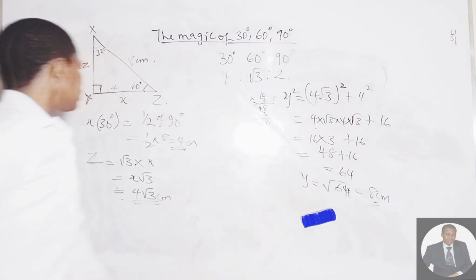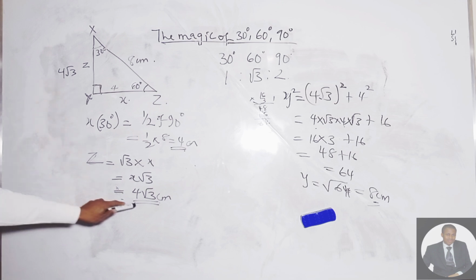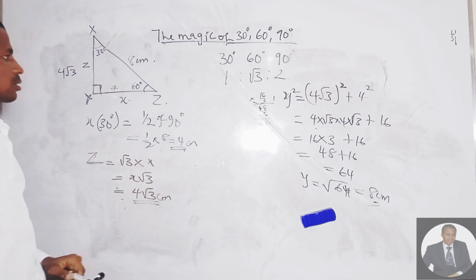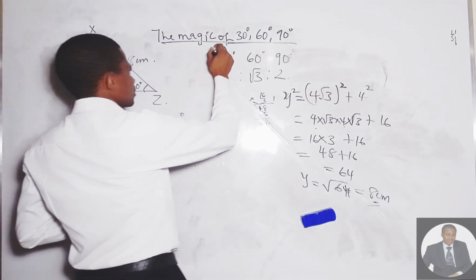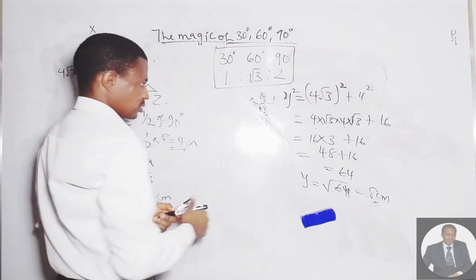y is 8 centimeter, z is 4 root 3, x is 6. So we just add to this formula and figure out the questions at hand.